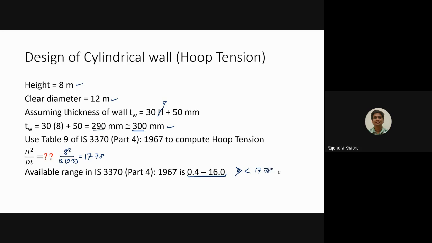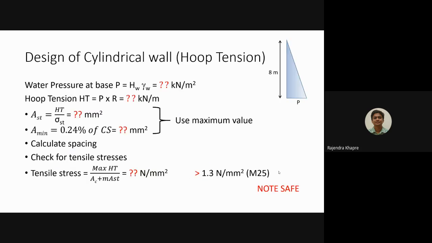Okay, so in this particular case, what we are going to do is find the pressure at the bottom. So this is a pressure diagram. The height of this wall is 8 meters. So bottom pressure will be hw, that is the height of the water, multiplied by the density of the water. So this is 8 into 10, which gives me 80 kilonewton per meter square. This will be the pressure which is coming at the base of the wall.